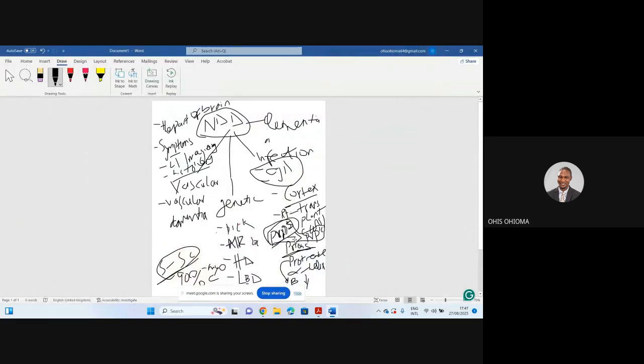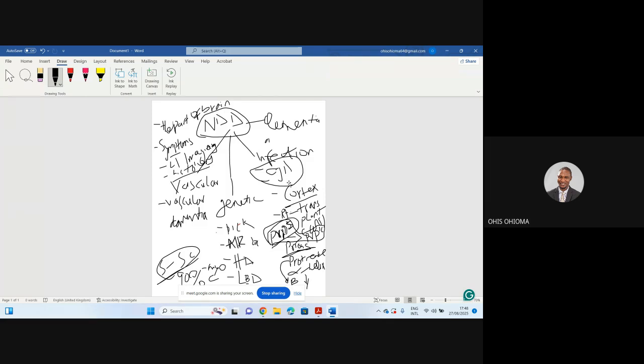The next thing we're going to talk about among the infective causes is actually HIV-associated dementia. This is also very high yield, but not so high yield. The only thing you need to know for HIV dementia is that it's a form of dementia that occurs in patients that have AIDS. It's actually an AIDS-defining lesion.